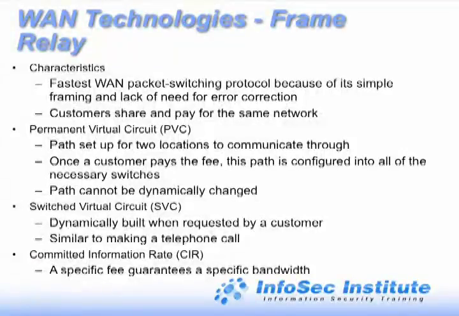Okay, frame relay. Characteristics: a fast WAN packet switching protocol because of its simple framing and lack of need for error correction. Basically, it uses PVC, which is permanent virtual circuit, a path set up for two locations to communicate through, and the path cannot be dynamically changed. There's also the switched virtual circuit, or SVC, which is dynamically built when requested by the customer, similar to making a telephone call. And also the CIR, committed information rate. A specific fee guarantees a specific bandwidth.